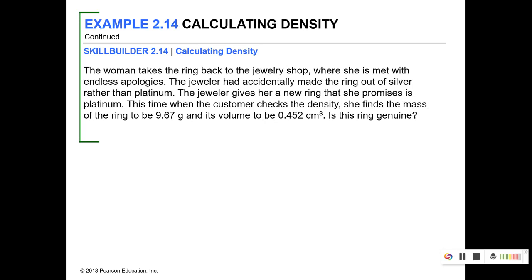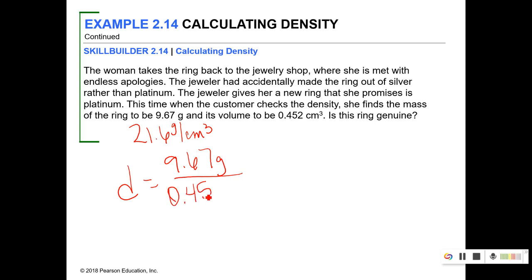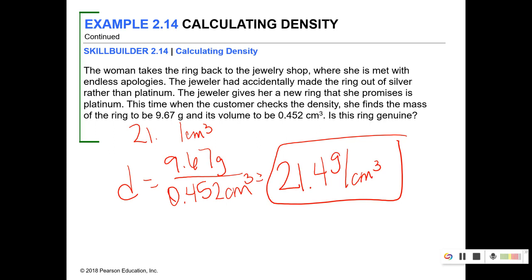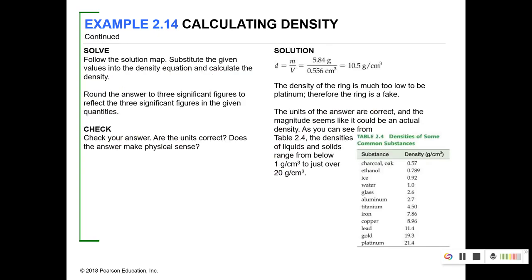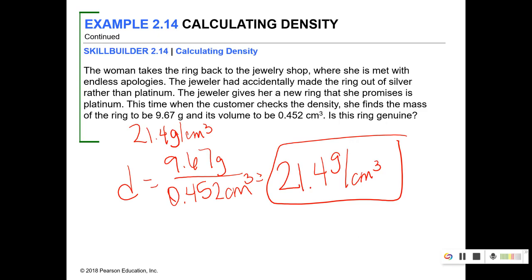Okay, now I think it still wants to know if it was platinum, and I think the density was like 21.6, something like that. So let's see, our density here is 9.67 divided by 0.452. That one's better, 21.4. Okay, I bet that's what this should have been. Let me go back and check. Yeah, 21.4. I wrote it wrong. So this ring is platinum because the densities match.